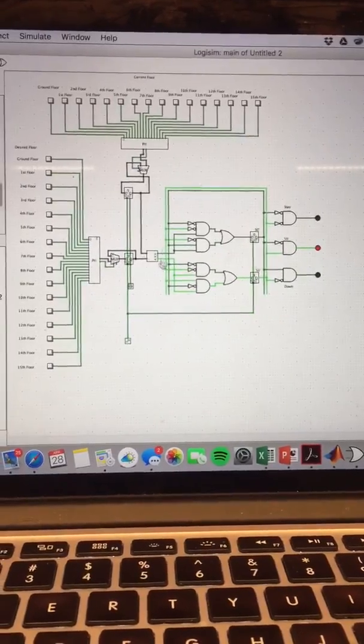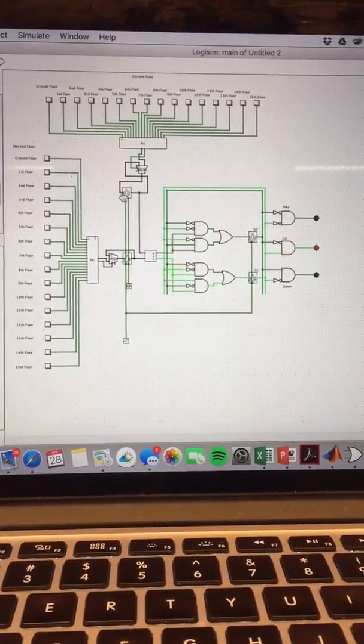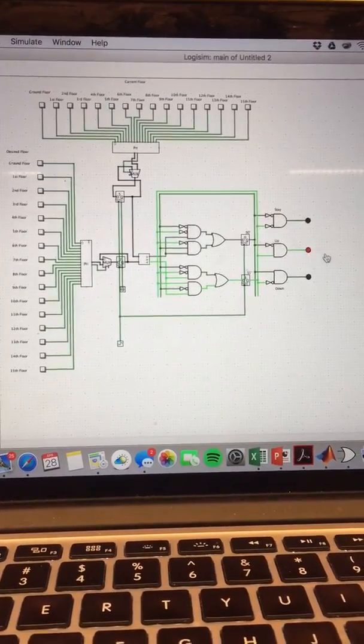From there, the data values are transmitted to this comparator, and here we can see that our current floor 5 is less than our desired floor 7. In that case, we'd want to move up.